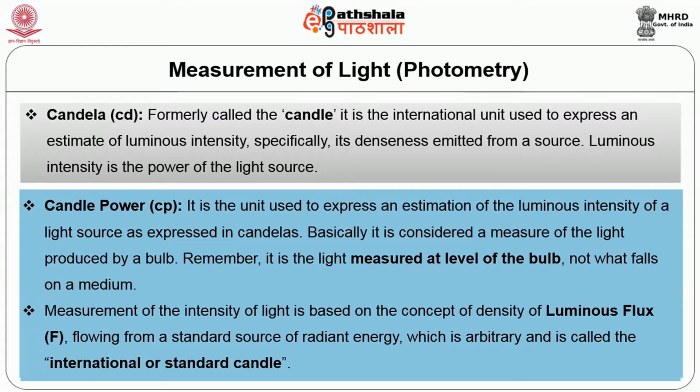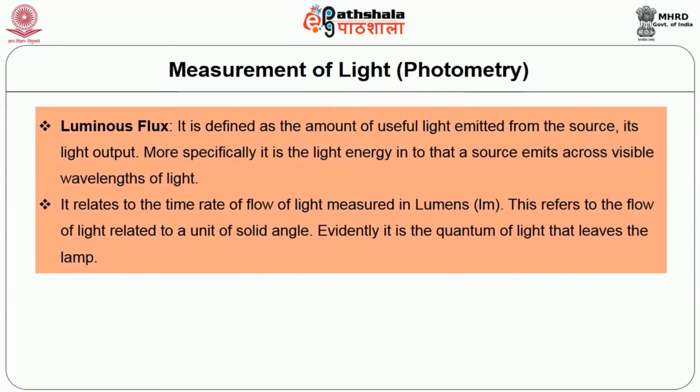Measurement of the intensity of light is based on the concept of density of luminous flux flowing from a standard source of radiant energy, which is arbitrary and is called the international or standard candle. The third one is luminous flux. It is defined as the amount of useful light emitted from the source, its light output. More specifically, it is the light energy in toto that a source emits across visible wavelengths of light.